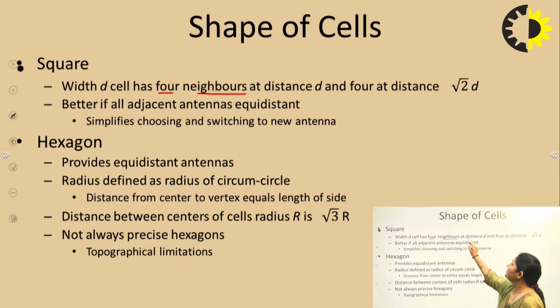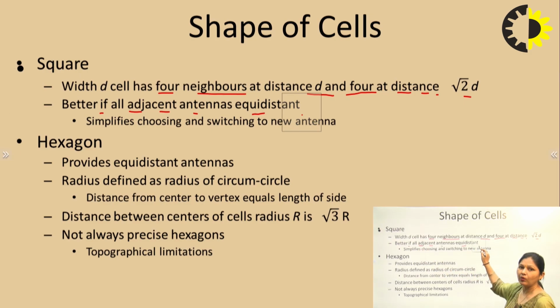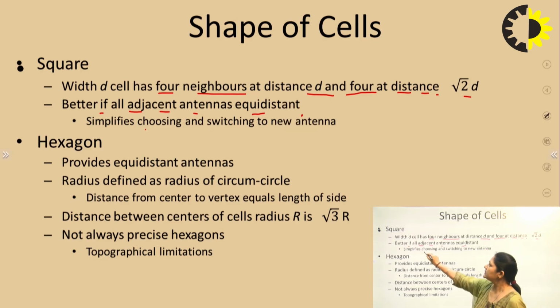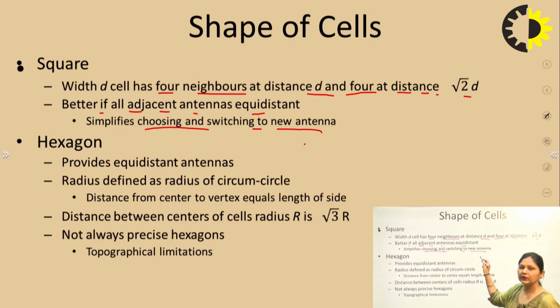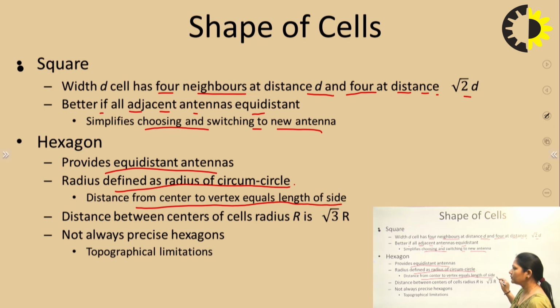A square cell of width d has 4 neighboring cells at a distance d and 4 at a distance of root 2 d. If all the adjacent antennas are equidistant, it simplifies choosing and switching to a new antenna. Hexagon provides equidistant antennas. Radius is defined as the radius of the circumcircle; the distance from the center to a vertex equals the length of the sides. The distance between the centers of cells of radius r is root 3 r. Cells are not always precisely hexagonal; topological limitations can be there. So this way we are talking about the shape of the cells.